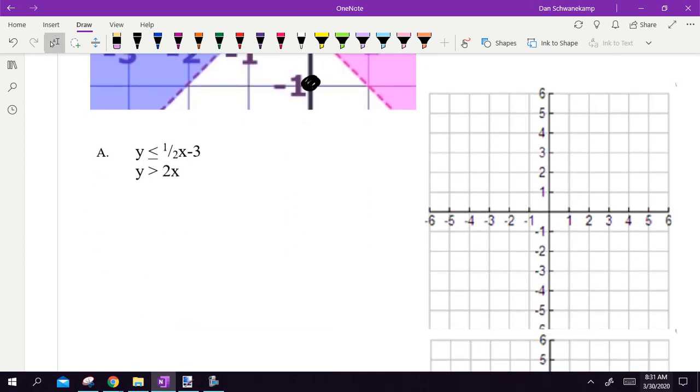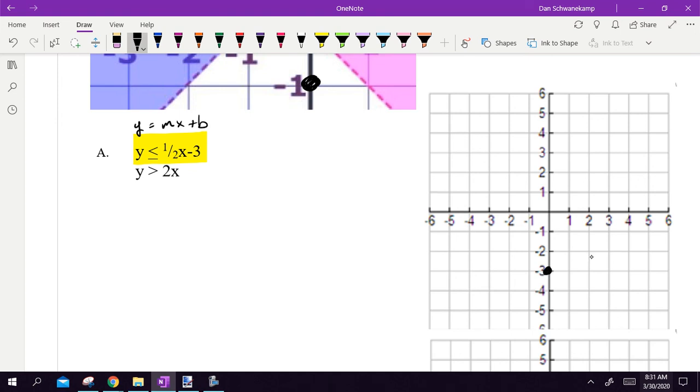All right, let's look at letter A. y is less than or equal to 1/2 x minus 3. We're just going to do this step by step. So I'm going to go down here. I'm going to graph that. That's in the form of y equals mx plus b. So I'm going to negative 3.